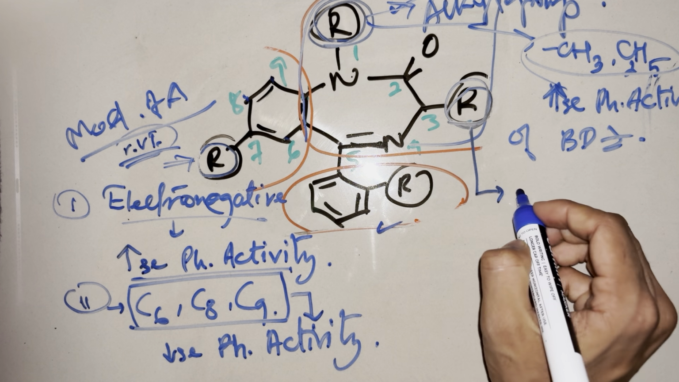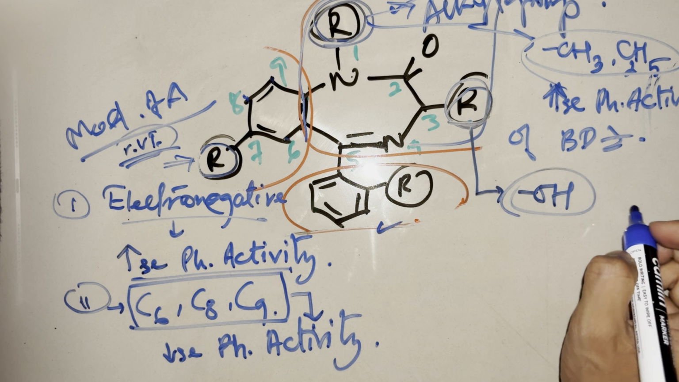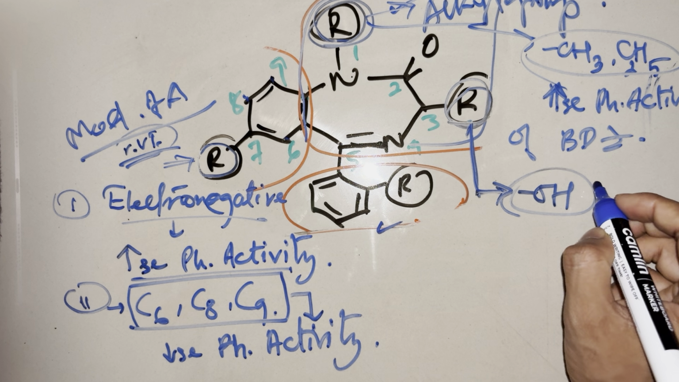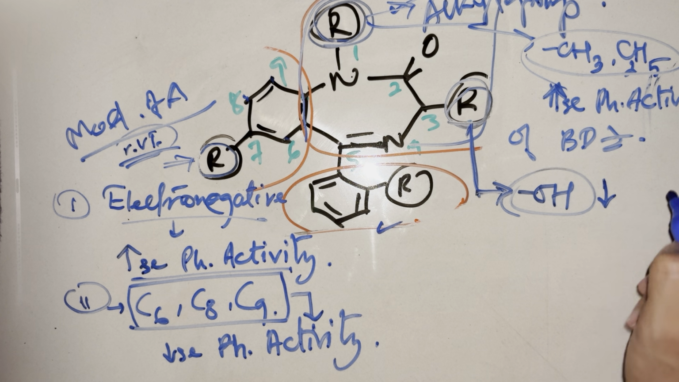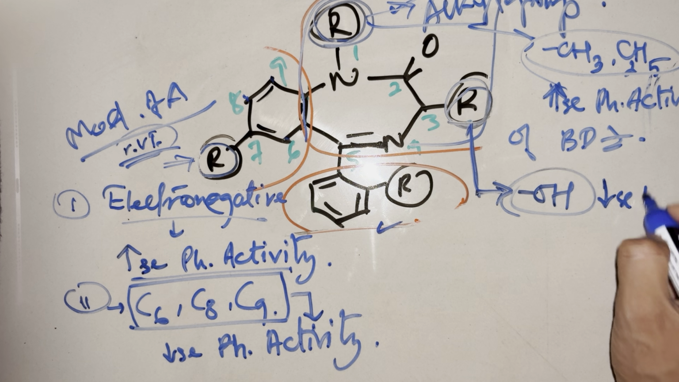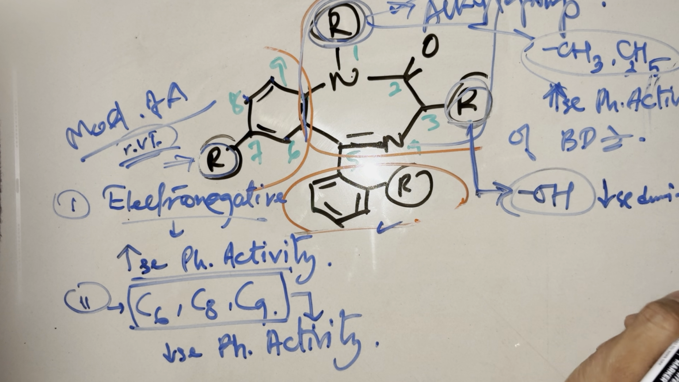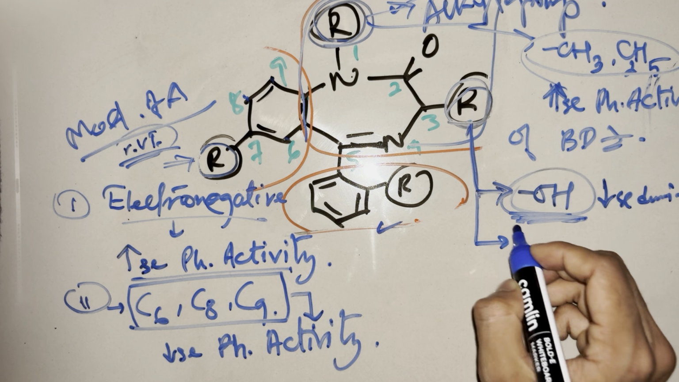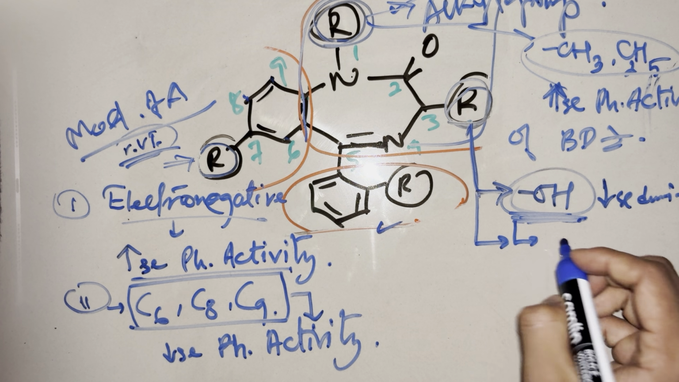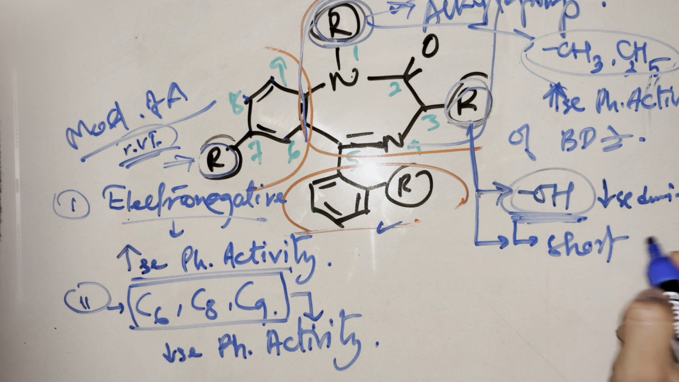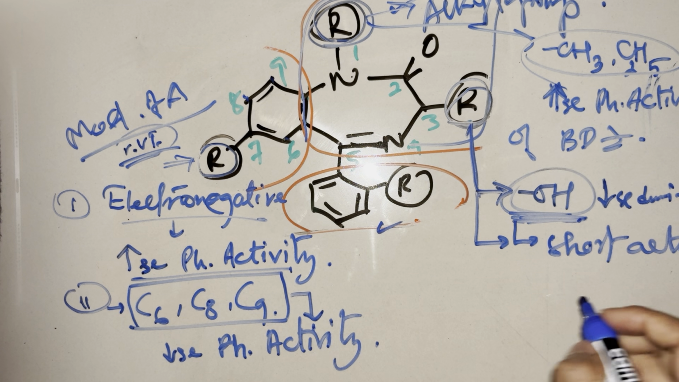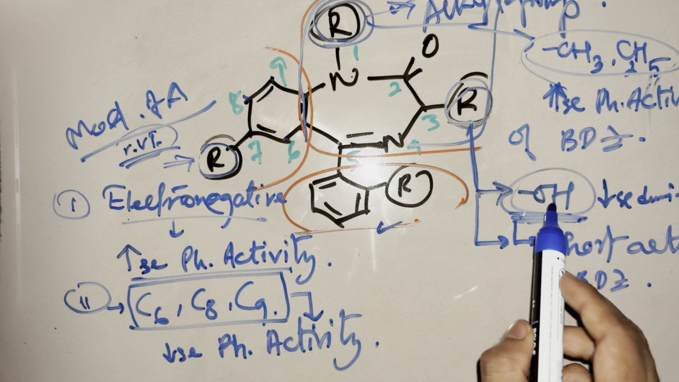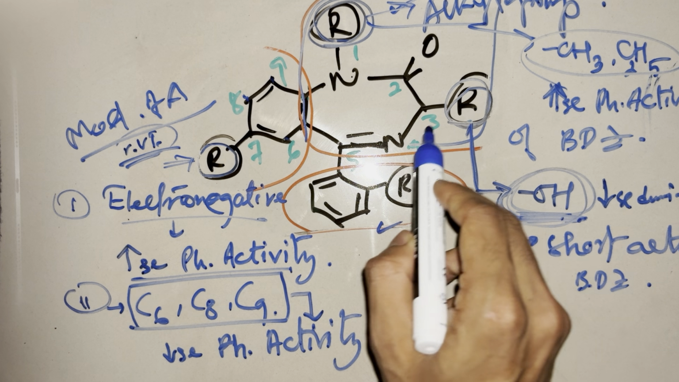Okay. Next, at the third position, one R group is there. If that R group contains OH, that is a hydroxy group, then this hydroxy group will ultimately lead to the short acting activity of the benzodiazepines. So it will decrease the duration of activity. So the presence of a hydroxyl group at the third position leads to short acting benzodiazepines. You can say short acting benzodiazepines have a hydroxy group at the third position.